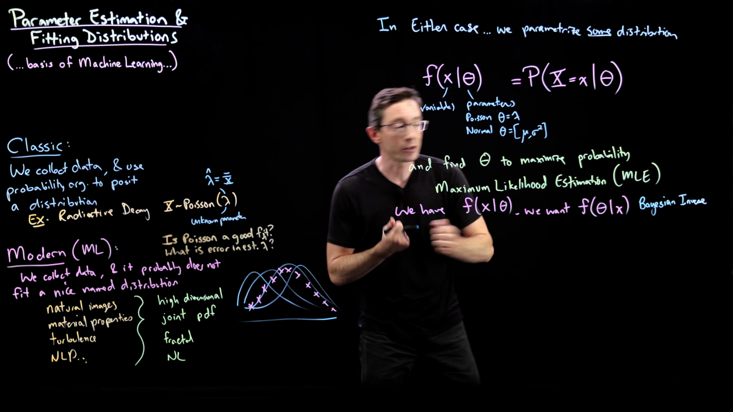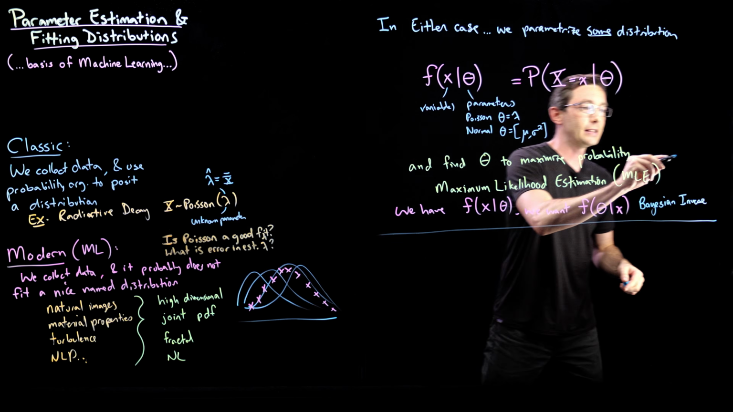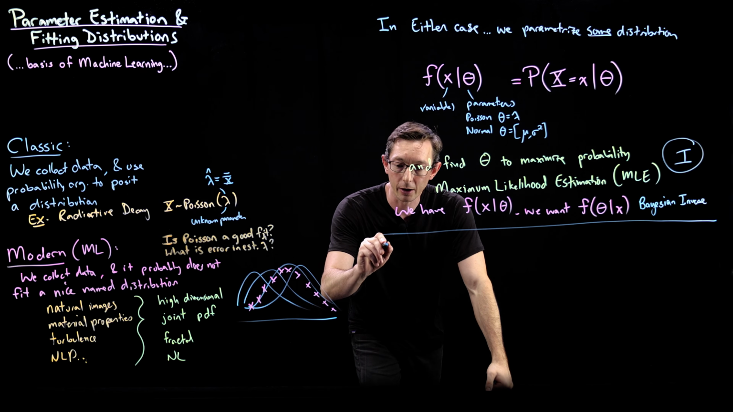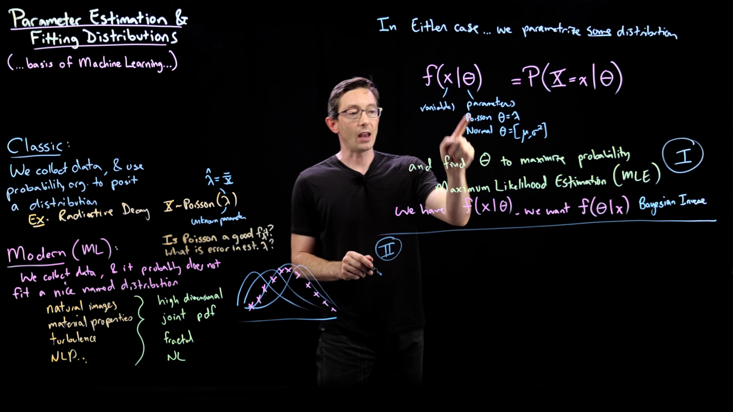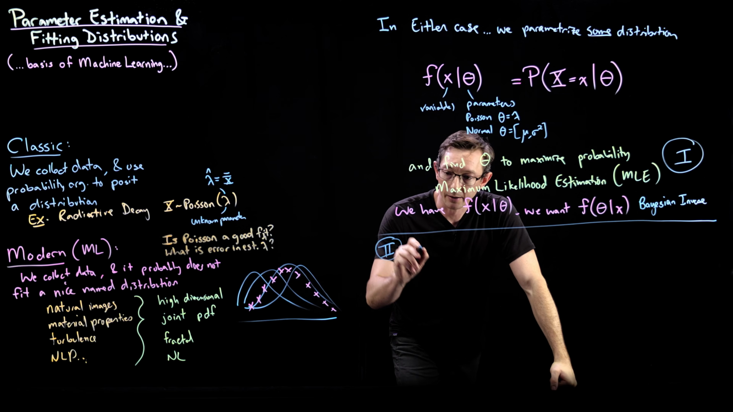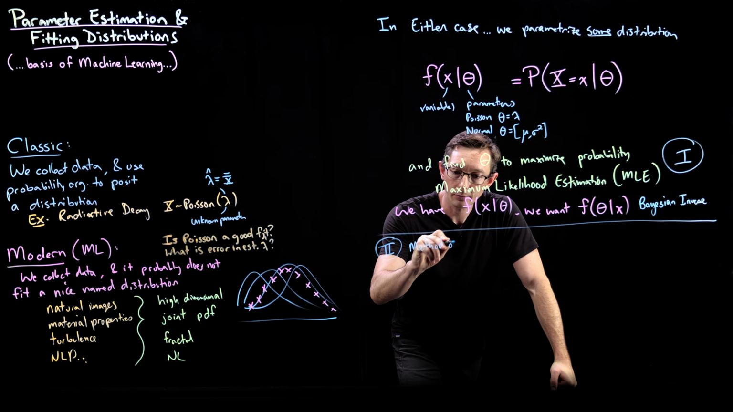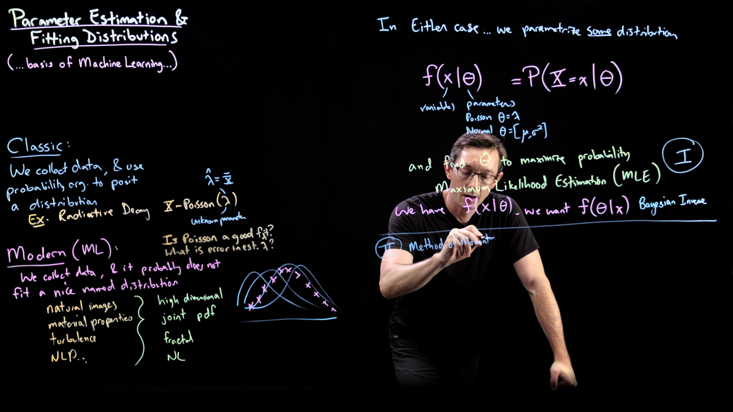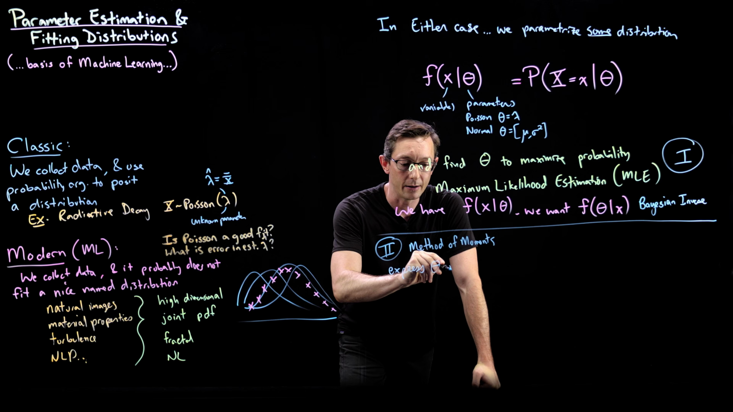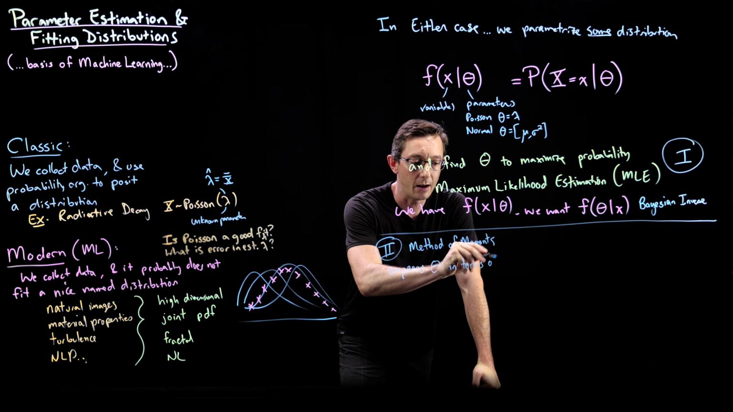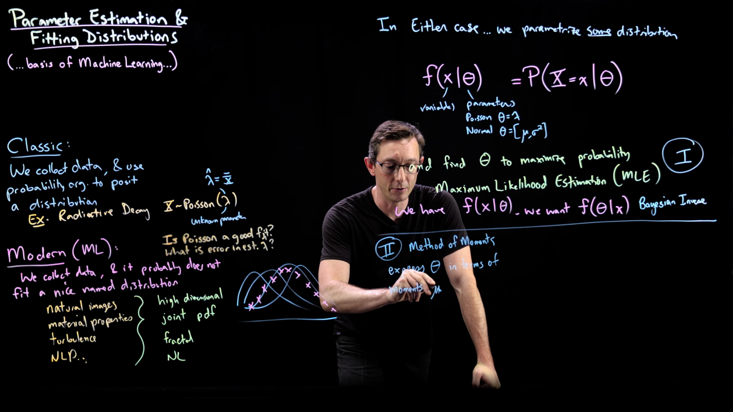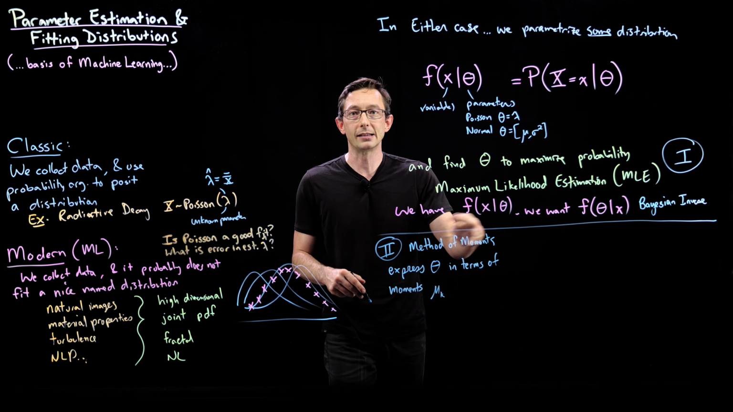There is an alternative perspective that's also pretty useful. Maximum likelihood estimators are a big thing we're going to talk about. Another big thing, another way of estimating these parameters given this distribution, is called the method of moments. In the method of moments, we express theta in terms of moments of my probability distribution, like the mean, the variance, and the higher moments.